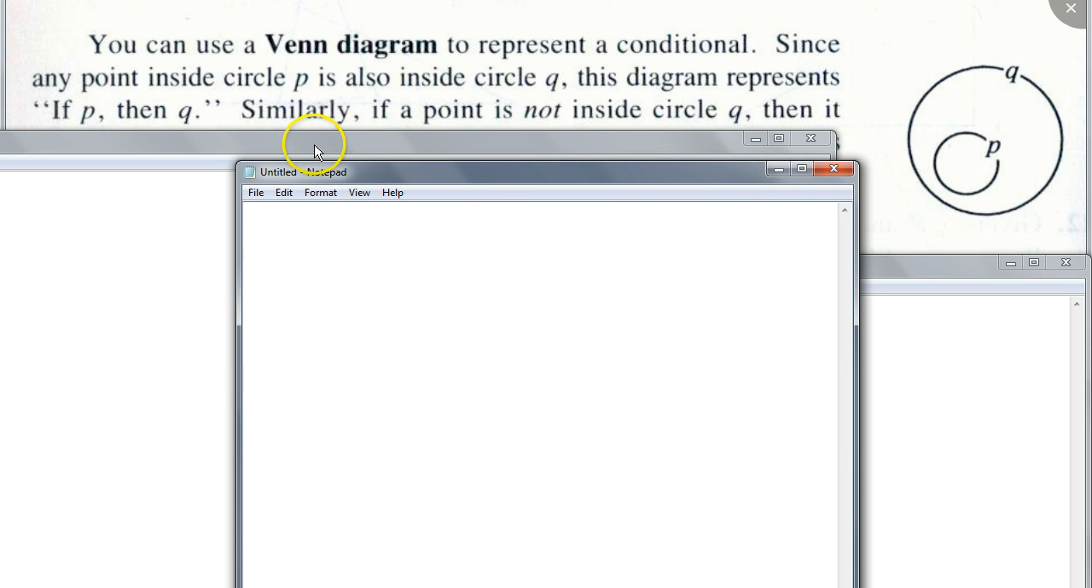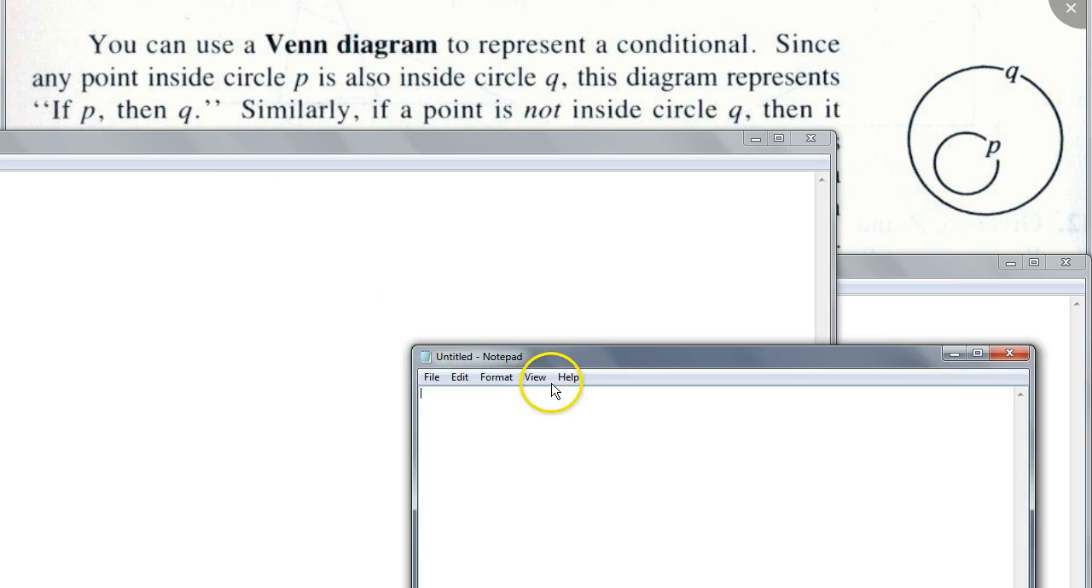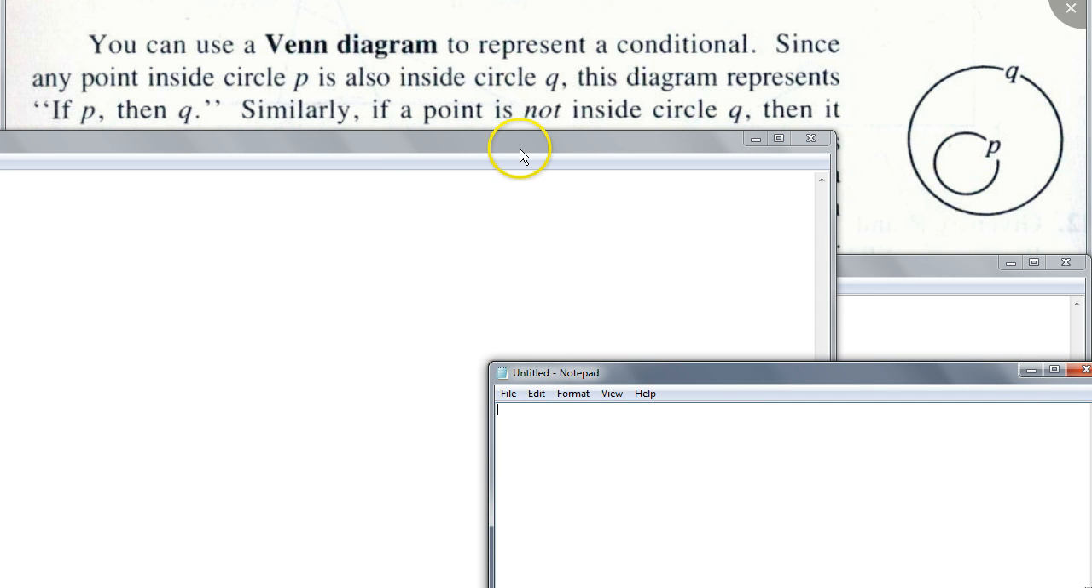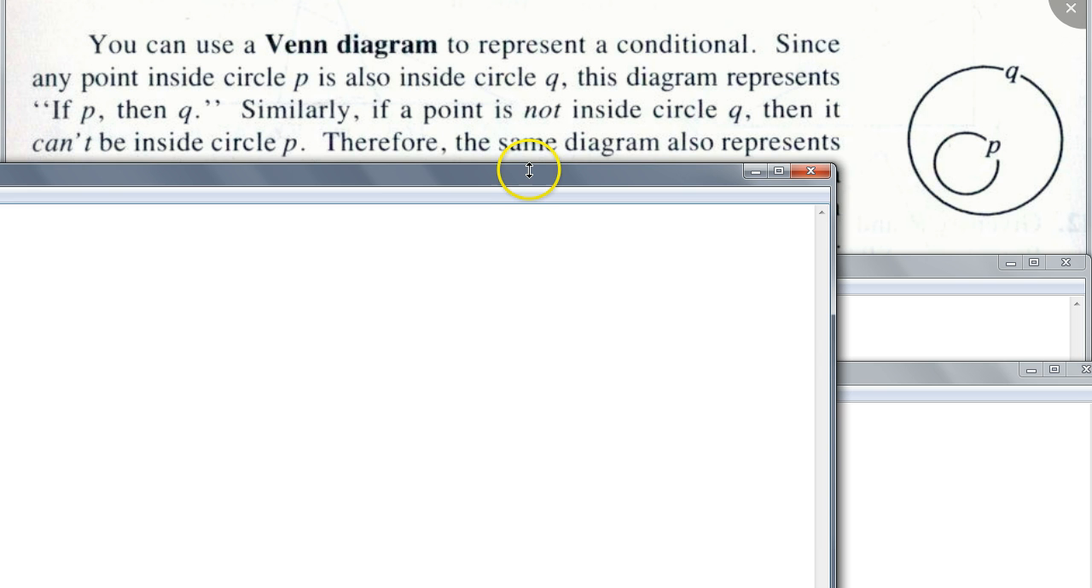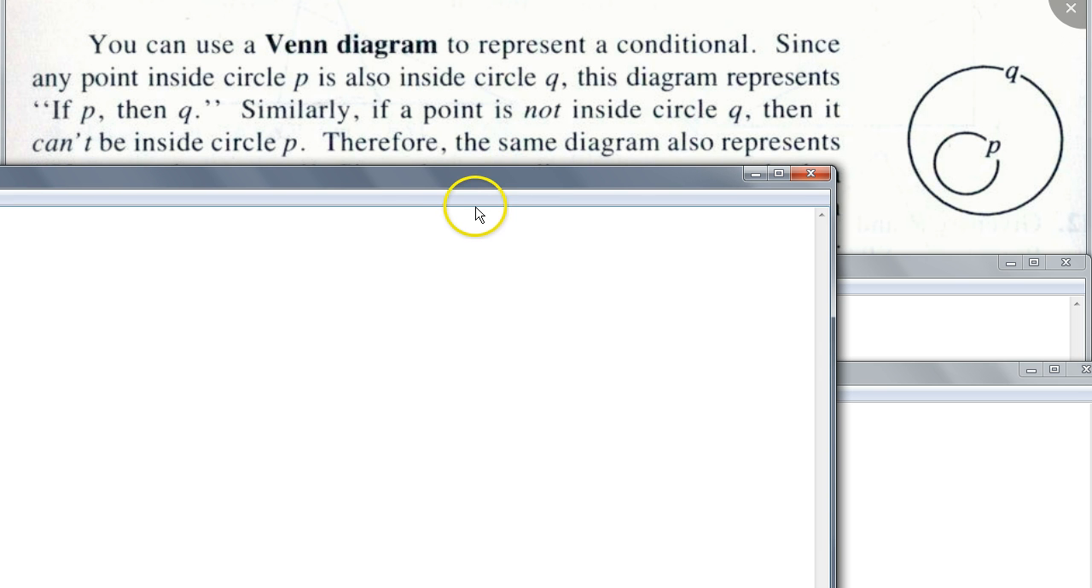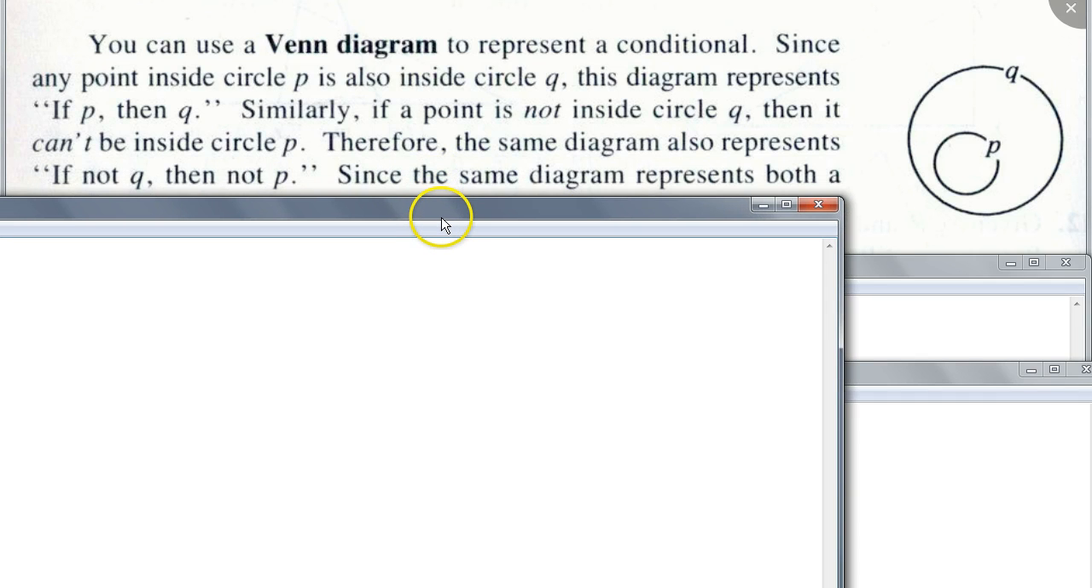So who would like to read this similarly part? Go ahead, Kevin. Similarly, if a point is not inside circle Q, then it can't be inside circle P. Therefore, the same diagram also represents. Who could tell me? Grace. Not Q then not P. Correct. Do you see how if it's not in Q, that means it's going to be outside of this big circle, so of course it's not going to be in P? That's obvious. So the statement and the contrapositive represent the same picture.